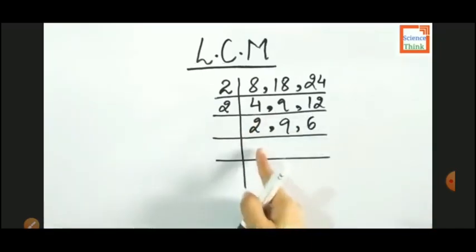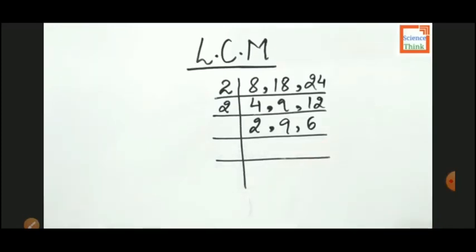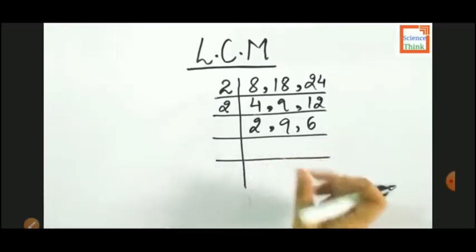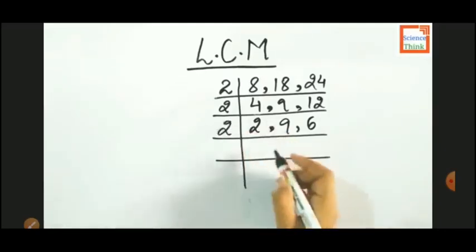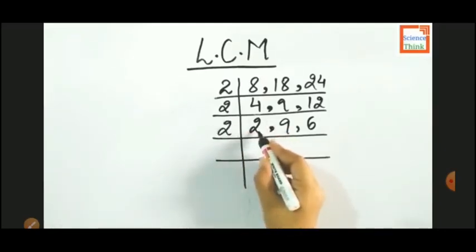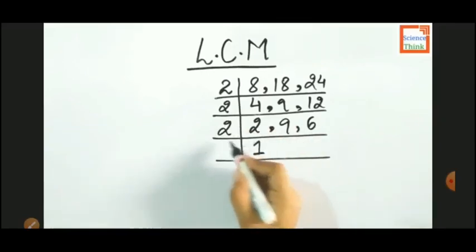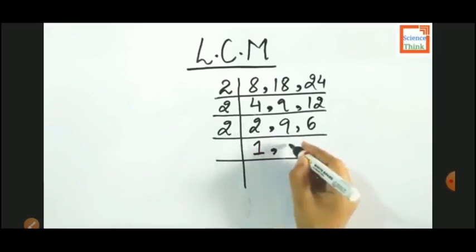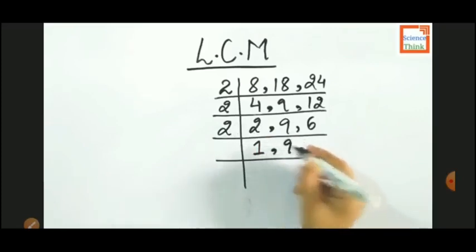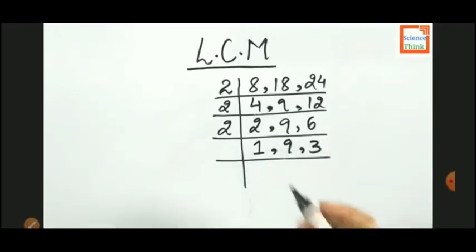Now 2, 9 and 6 came. So again we need to think about any prime divisor so that it can cut any of these three numbers. So 2 again we will take. So 2 1s are 2. 9 is not the multiple of 2, so we will write down as usual. Next we can write 3. So 2 3s are 6.